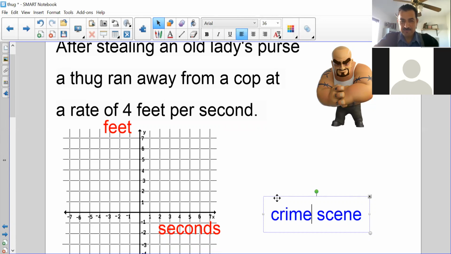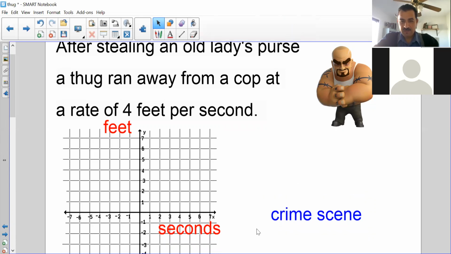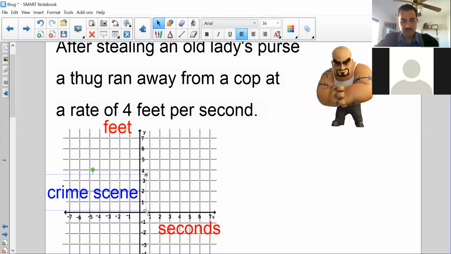So the crime scene is right here. So I'm going to allow the crime scene to be right where the, let me put an arrow here.